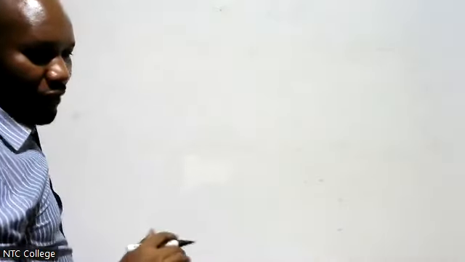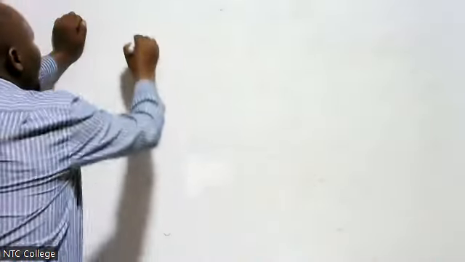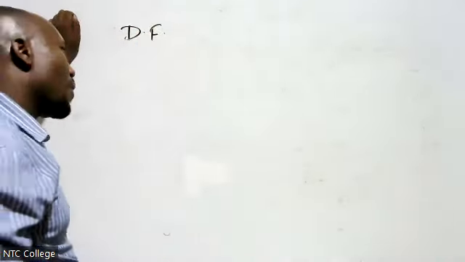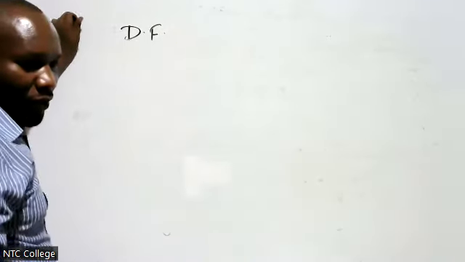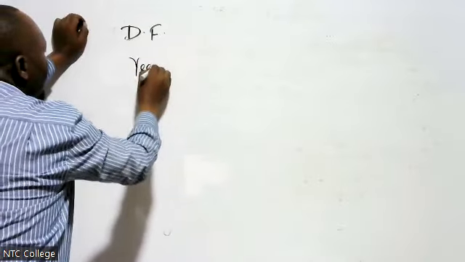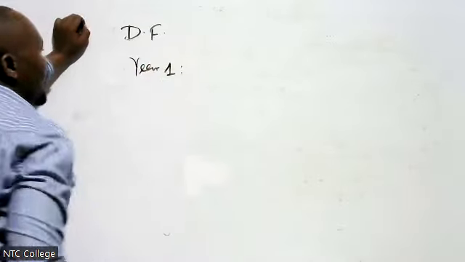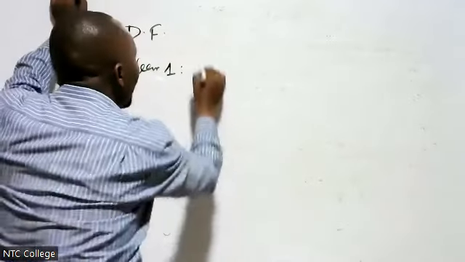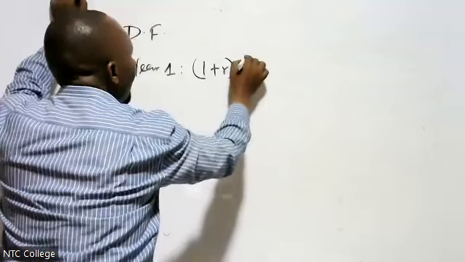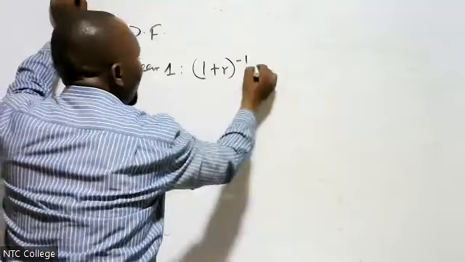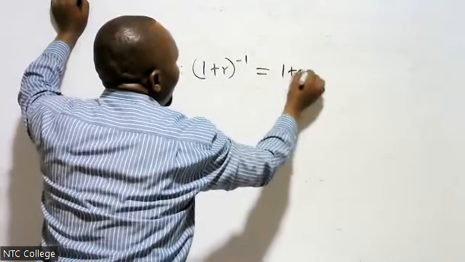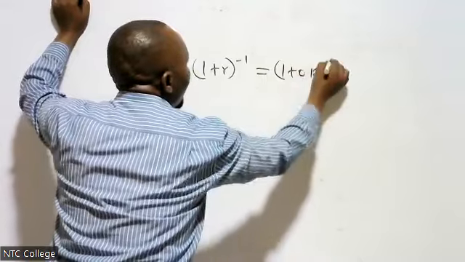We shall just do the discounting factor and then we stop there because of time. We calculate the discounting factor for year one. The discounting factor for year one is 1 plus r raised to -1. We have been given that 1 plus r is 1 plus 0.12, raised to -1.